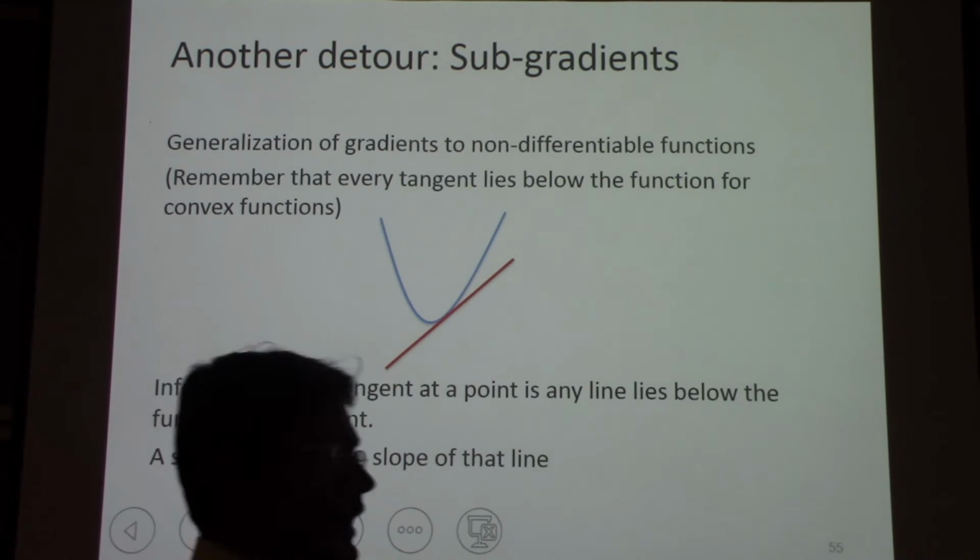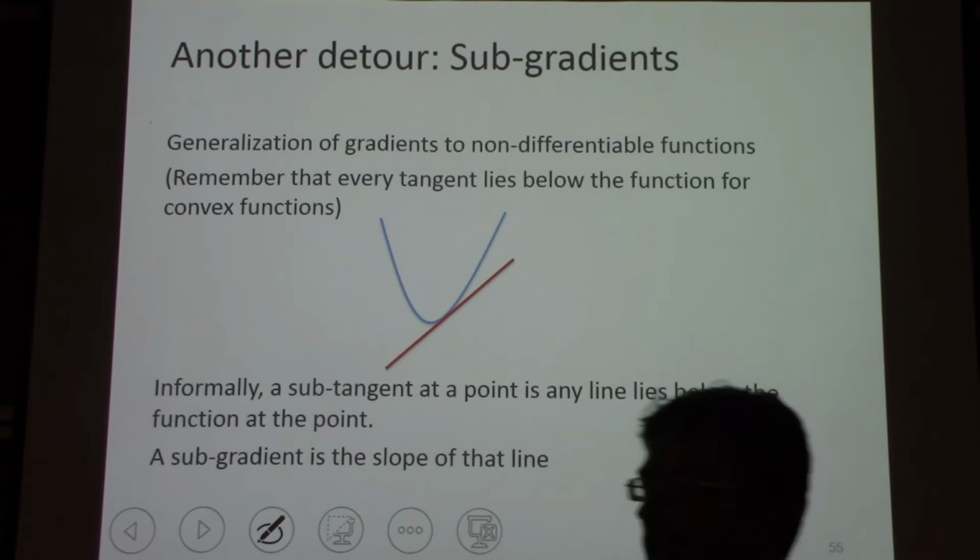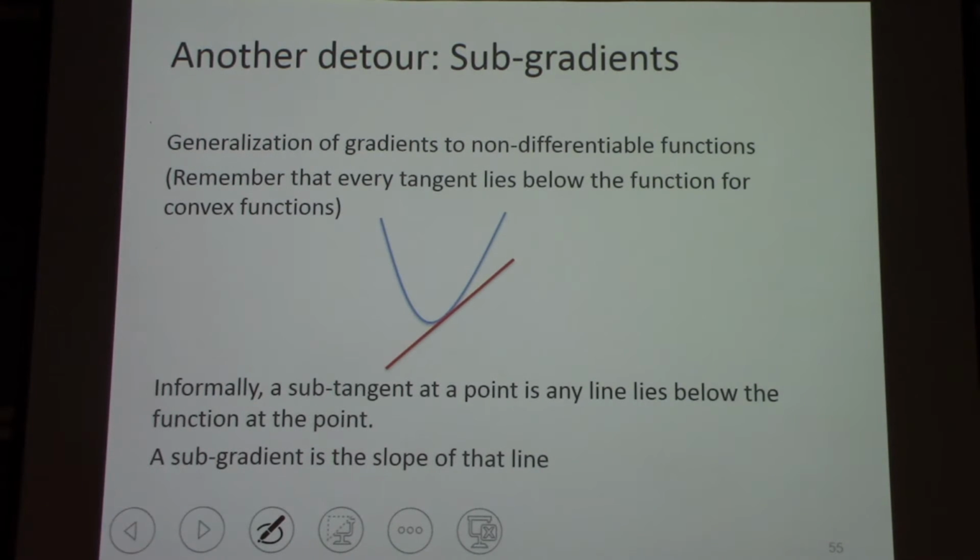What is a tangent? Just remember the first time you ever encountered tangents and such things. At any point for a function, the tangent is a line that touches the function at just that point and nowhere else. And for convex functions, the tangent is a line that touches the function at that point and is below the function everywhere else. The second part is important, below the function. It's just a line.